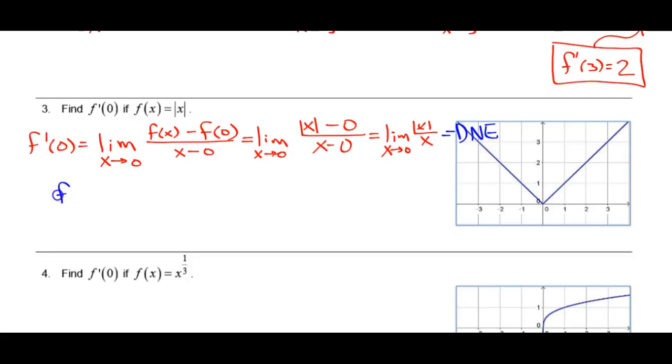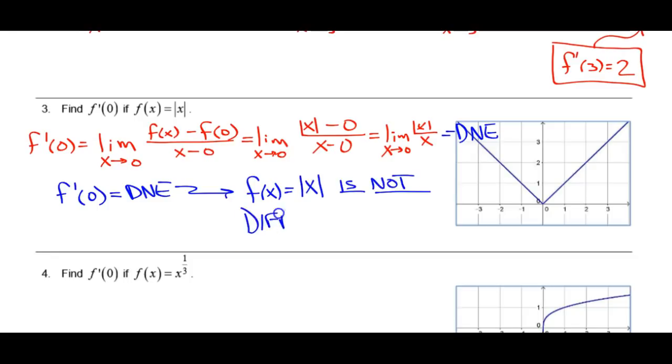Well, it means the following. F prime of 0 does not exist. And we would say the following. F of x equals the absolute value of x is not differentiable at x equals 0. Okay? The function is not differentiable at x equals 0.